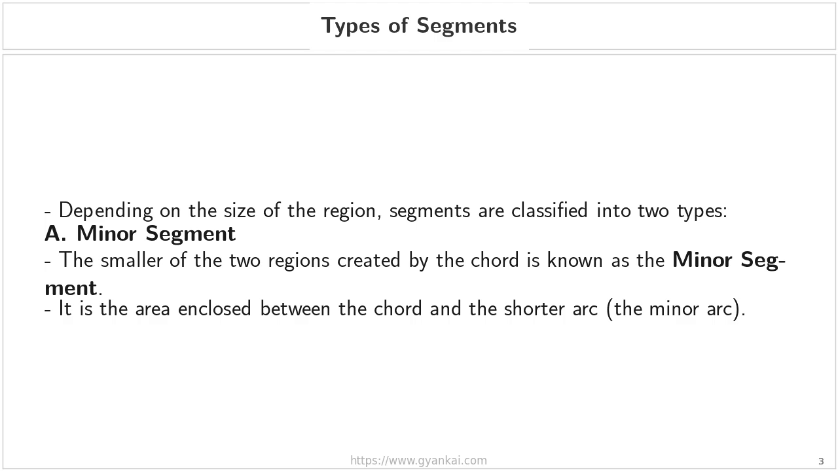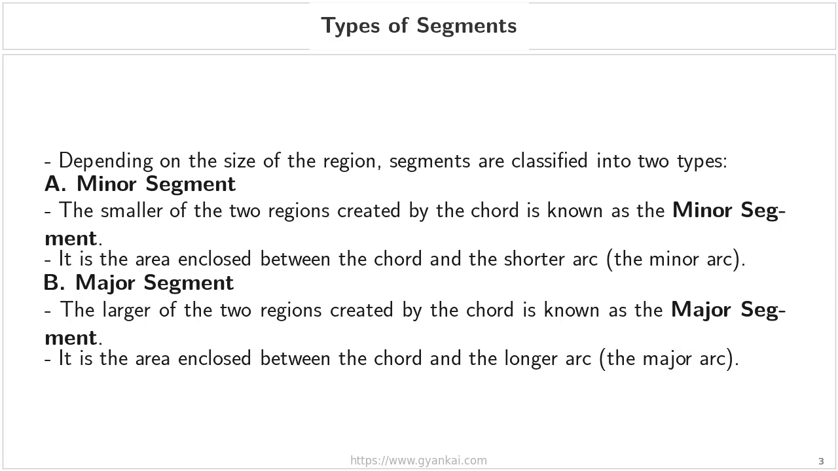First, let's look at the minor segment. As the name minor suggests, this is the smaller of the two regions created by the chord. If you look at the area enclosed specifically between the chord and the shorter part of the circumference, which we call the minor arc, that is your minor segment.